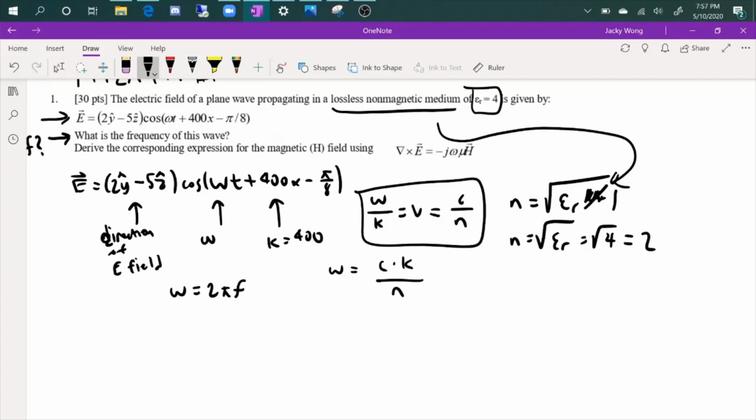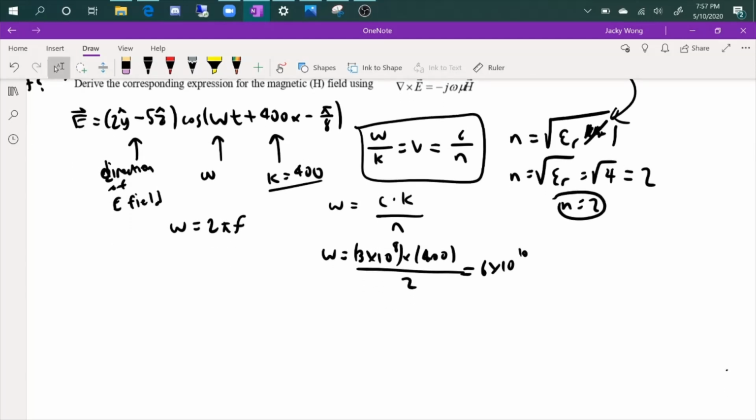Now let's plug in what we know, where n is equal to 2, k is equal to 400, and c is the constant, the speed of light. So omega is equal to 3 times 10 to the 8 times k, which is 400, over 2. And the result for this omega is 6 times 10 to the 10.